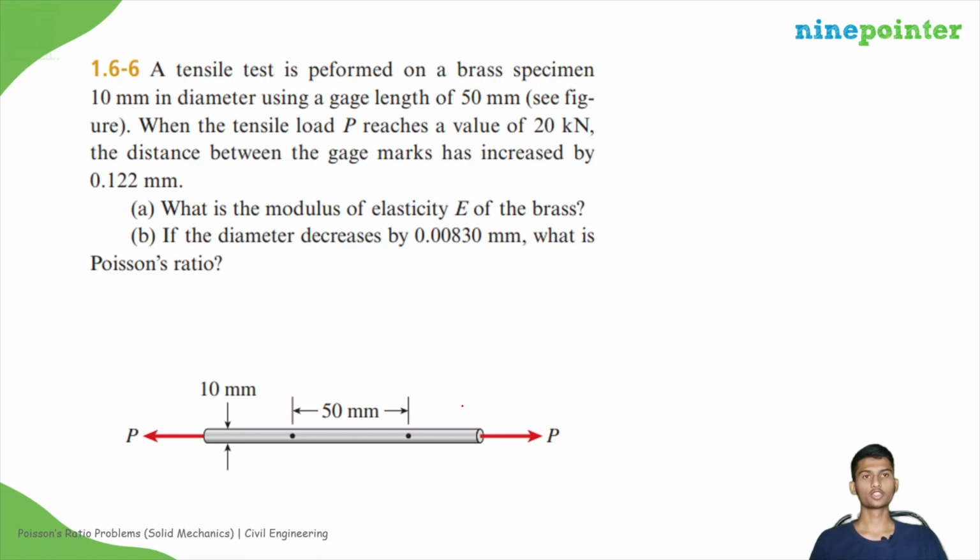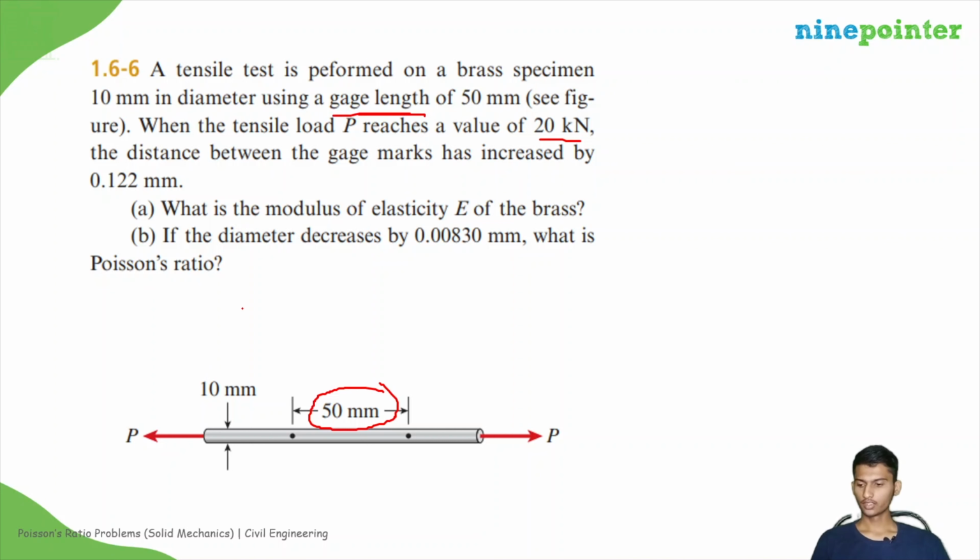So this is the second question over here. You see the question, a tensile test is performed on a brass specimen. The gauge length is 50 mm. So when the tensile load P reaches a value of 20 kilonewtons, first what is gauge length?